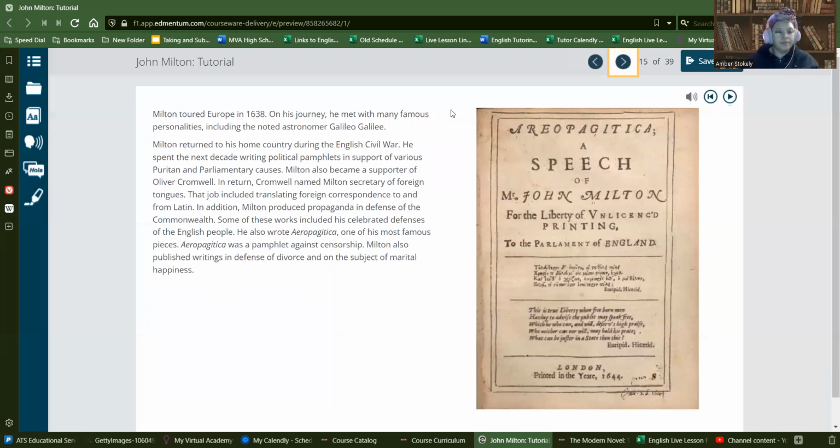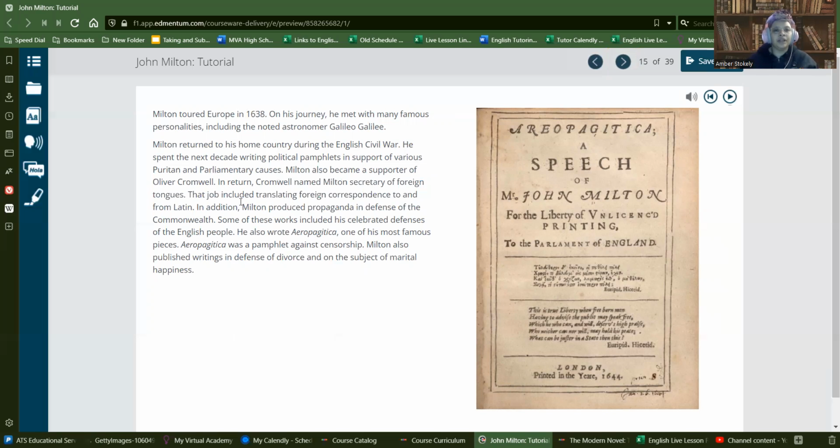They tell you he toured Europe, and more importantly, they give you information about how he participated in the English Civil War because he was in England at the time that it was happening. He wrote political pamphlets that supported the Puritans and Parliament. So he was definitely a supporter of the parliamentary group. He was also a supporter of Oliver Cromwell, and Cromwell named Milton Secretary of Foreign Tongues. So he was in charge of translating foreign correspondence, so that's letters and communication, to and from Latin.